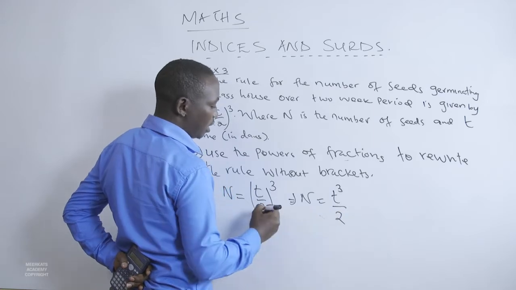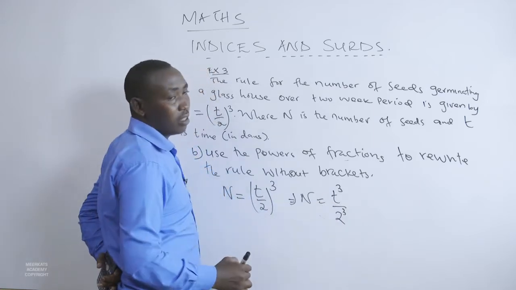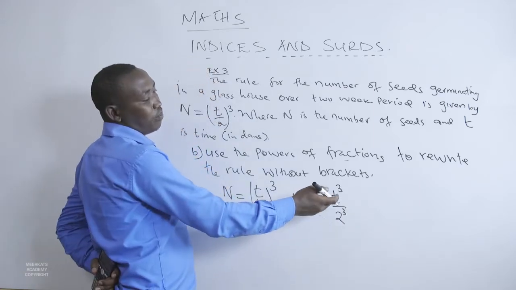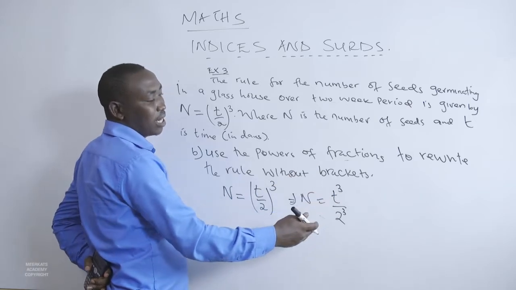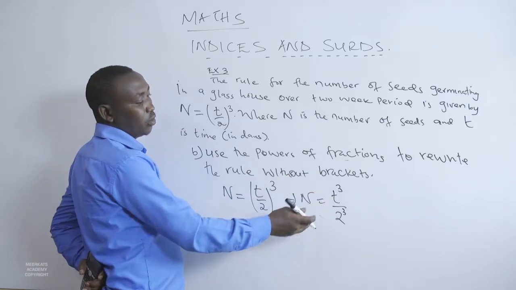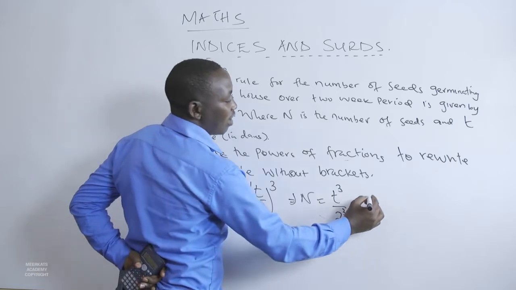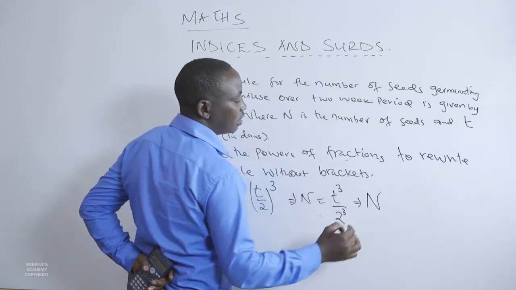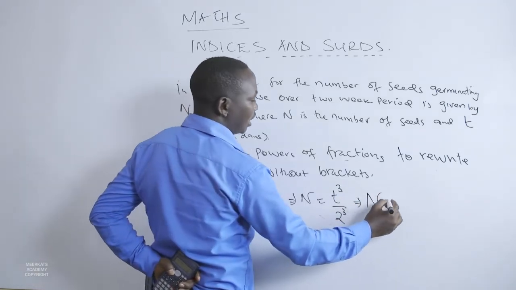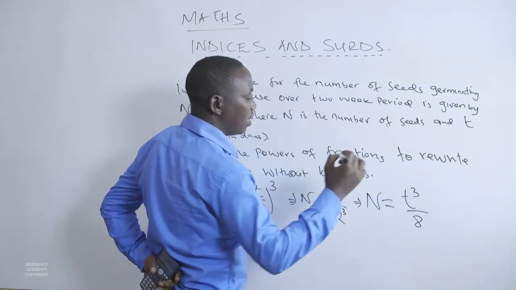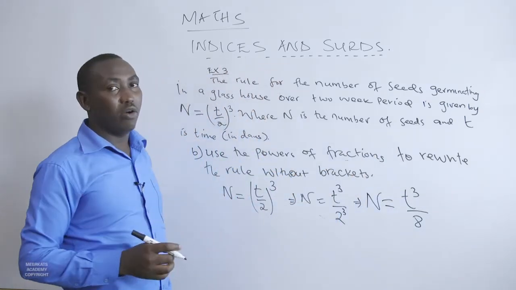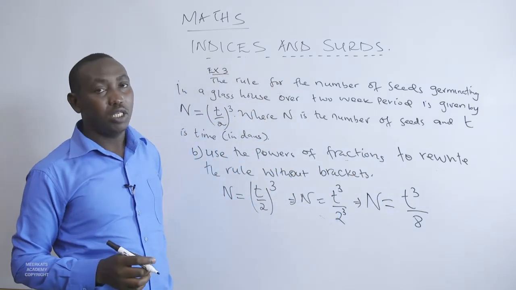We also raise this 2 to the power of 3. For the pronumerals we may not know, but for the denominator, which is a number, 2 raised to 3 is 8, and therefore this rule can be written as n is equal to t cubed all over 8.